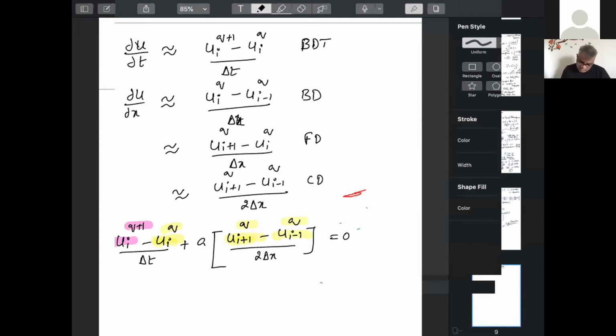So we'll try to express the unknown quantities in terms of known quantities. When you write this, you have u_i q plus 1 is equal to u_i q minus a Δt by 2Δx times (u_(i+1) q minus u_(i−1) q). So the final expression for that wave equation would be like this. So you solve this equation at every grid point, right from the beginning.